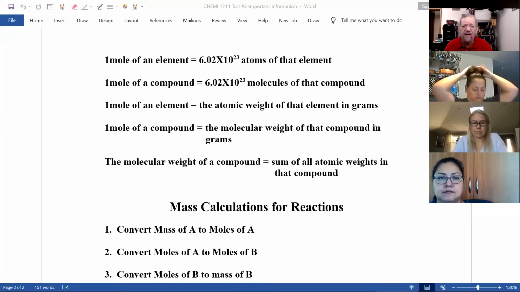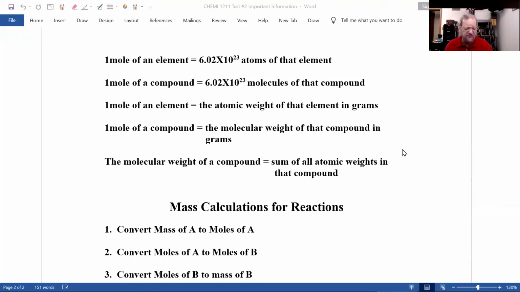All right. Thumbs up, people. Do you see, one mole of an element equals... All right. Let's go through a couple important things you should know.